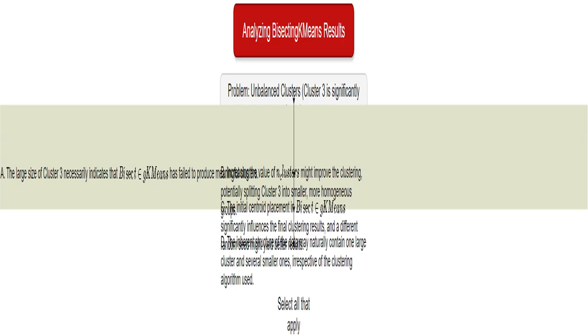I think this statement is too strong. Just because one cluster is large doesn't automatically mean the clustering failed. The data might genuinely have one huge group and some smaller ones. I'm going to look into the other possible reasons first.